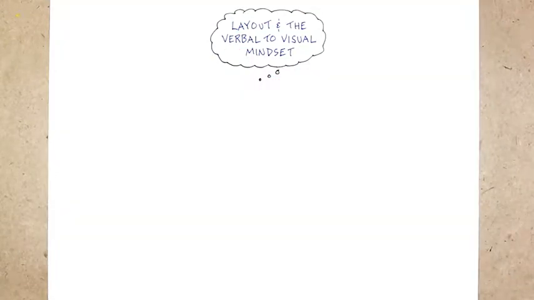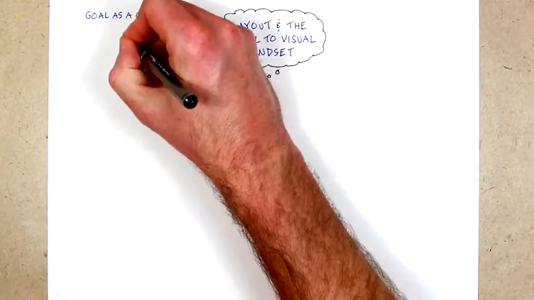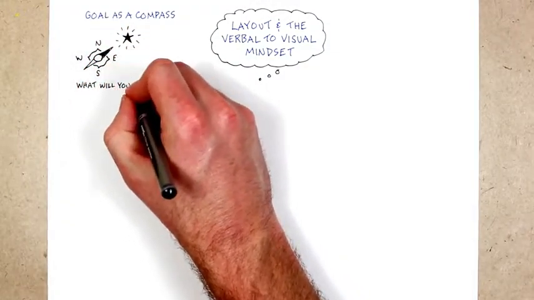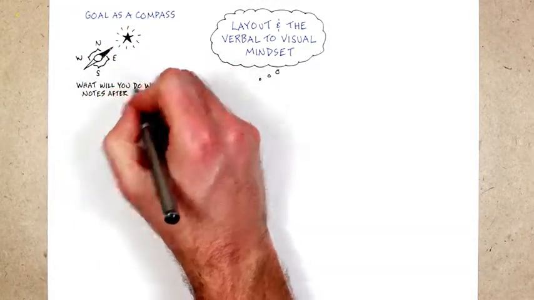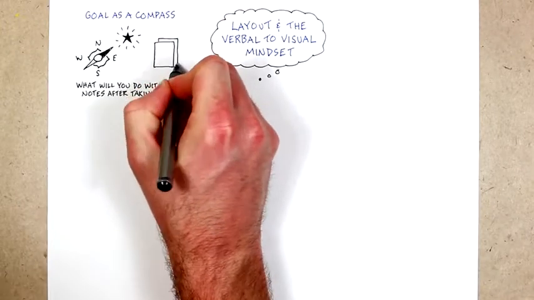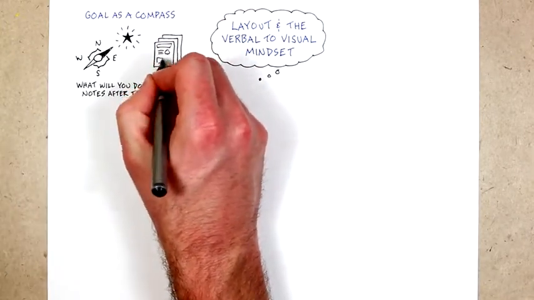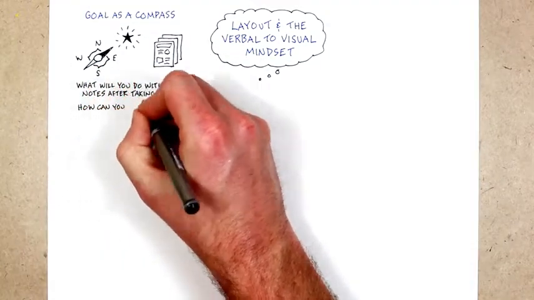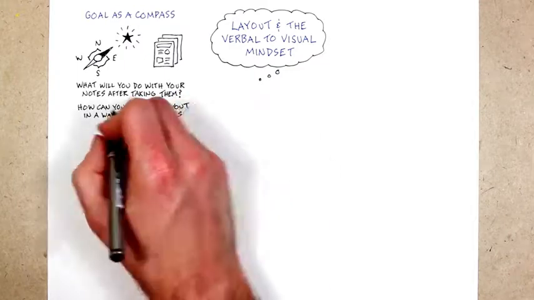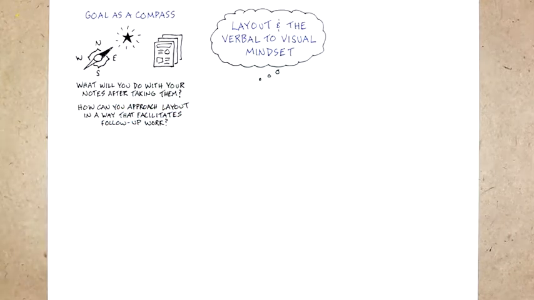Let's start with the zoomed out idea of your goal as a compass. One thing to think about here is, what will you be doing with your notes after you've taken them? Think about how each of the individual note-taking sessions contribute to your larger goal, and how you might be able to approach layout in a way that best facilitates whatever follow-up work you'll be doing to use those notes as a way to work toward your goal.